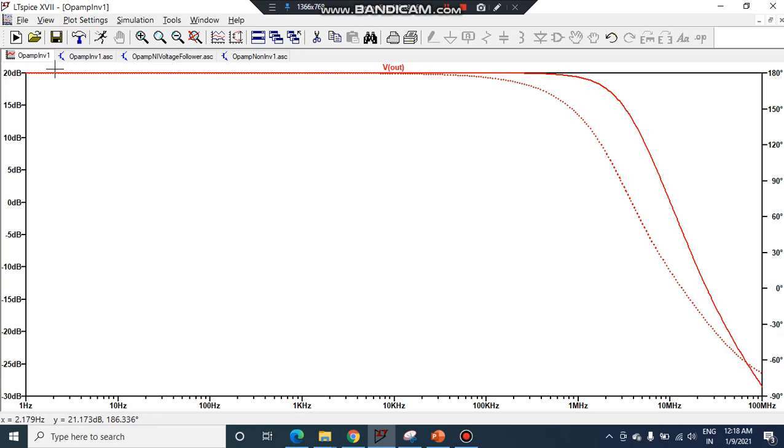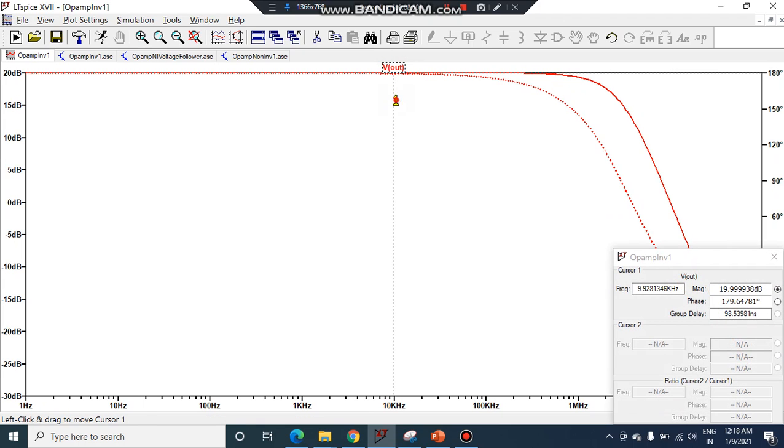This is the AC analysis of my amplifier. The gain was 10, so 20 log 10 is 20 dB. So you can see that the low frequency and midband gain is 20 dB. Since the op-amp falls under the category of directly coupled amplifier, it does not have any lower cutoff frequency, but it will only have a higher cutoff frequency due to internal compensation. So this dark line represents the magnitude plot, and this dotted line represents the phase plot.